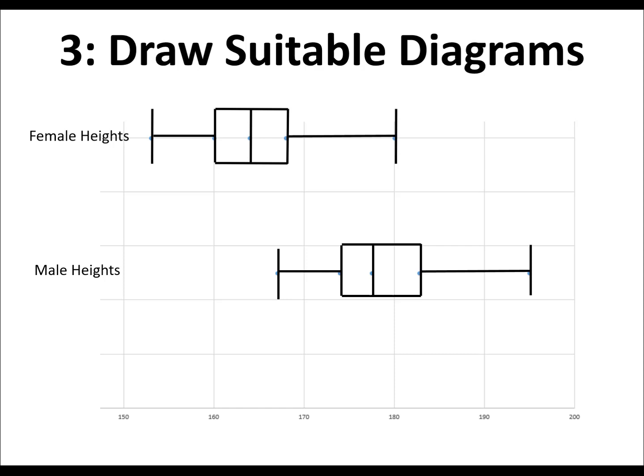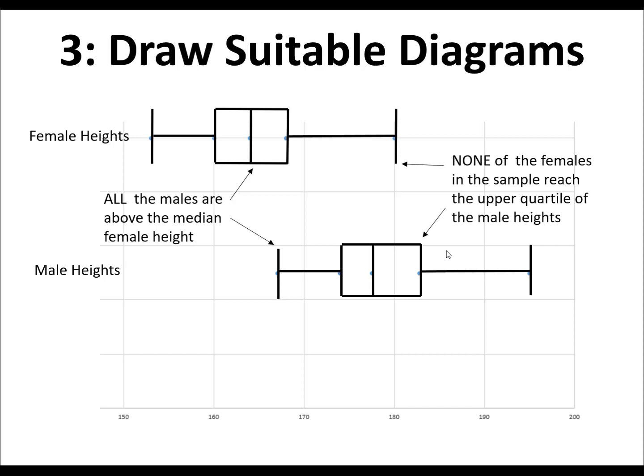However, this box plot tells us quite a bit more. For instance, we can see that all the males, in my sample at least, are above the median female height. In fact, practically all the males are above the upper quartile. We can also see that none of the females in my sample even reach the upper quartile of male heights.